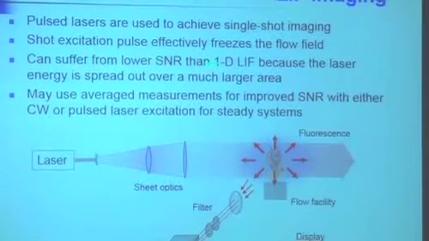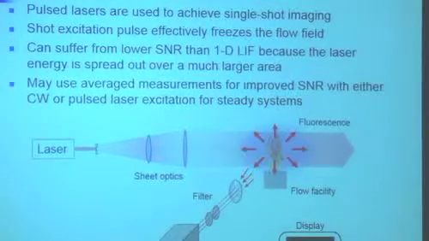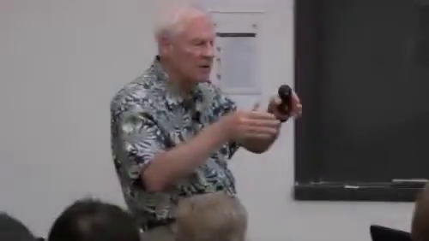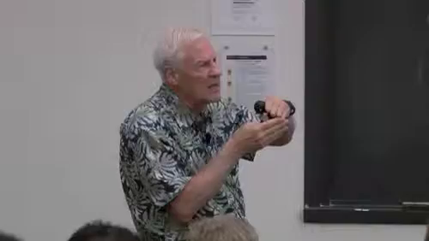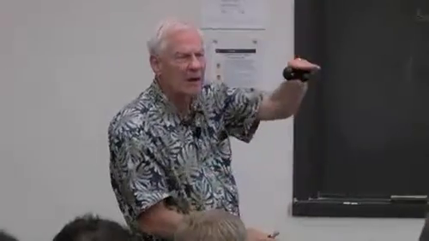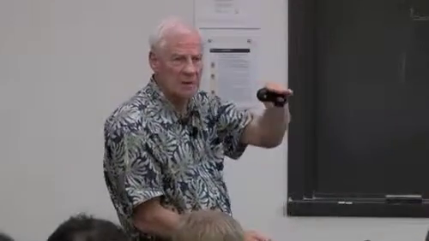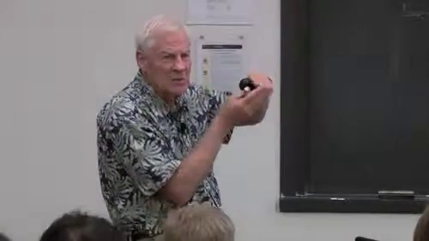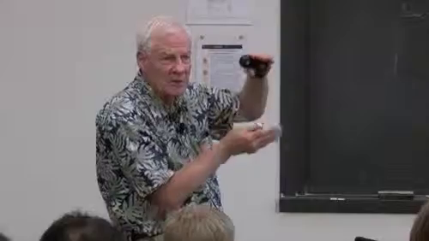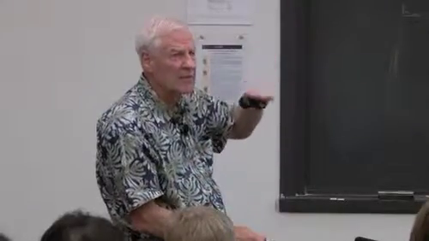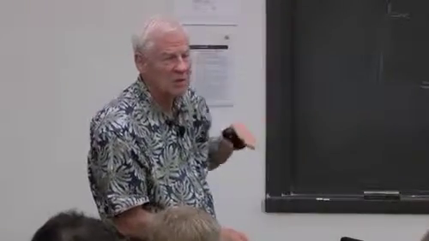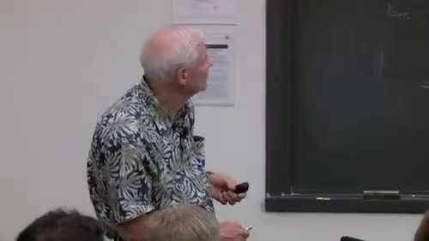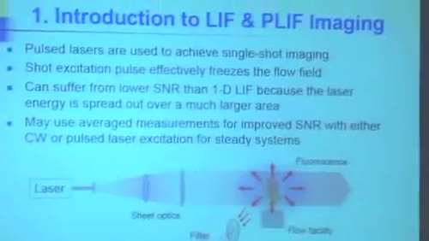Now, because we're spreading the beam out, let's say we're looking at a camera that has 100 pixels by 100 pixels. We're taking that beam and spreading it out over 100 rows. So we've taken our laser energy and divided it by 100. If it's a 256 by 256 array, we divide by 256. So all of a sudden you have fewer photons illuminating your measurement volume. That's an issue. So you might get lower signal-to-noise ratios.